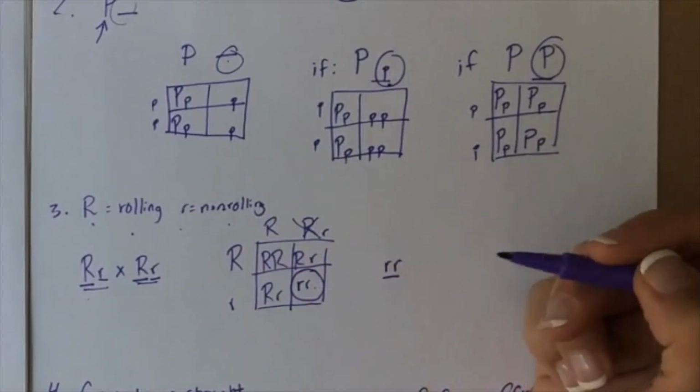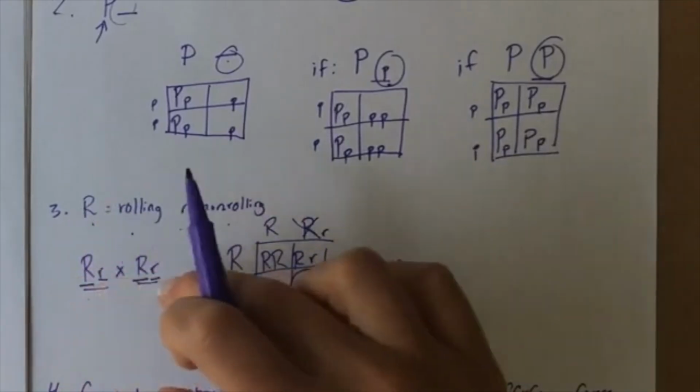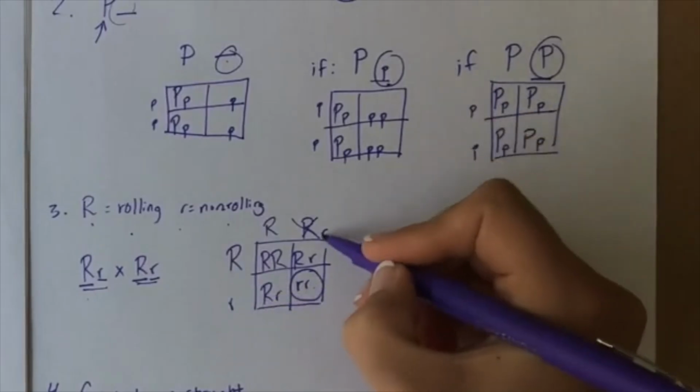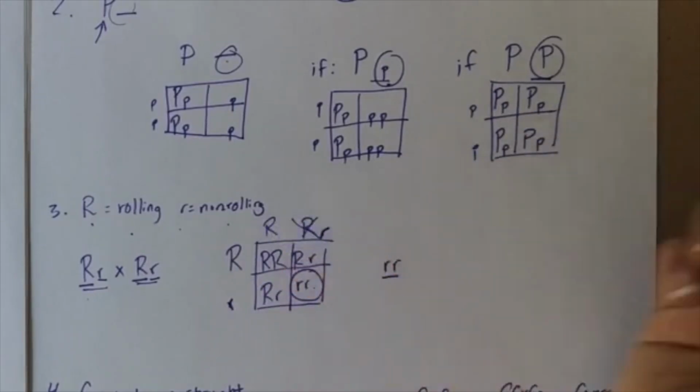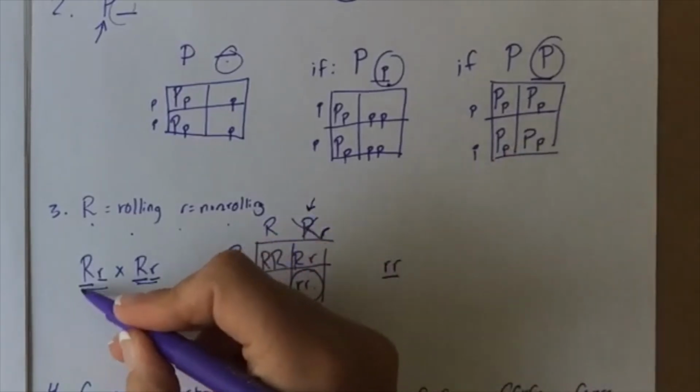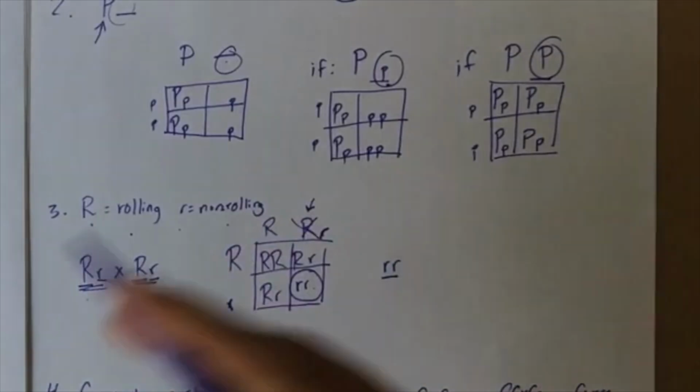So in order for the parents to both be able to roll their tongue but also pass this recessive allele onto their offspring, we know they have to have at least one little r each. One of them couldn't be homozygous, for example, so that's why I crossed this out. So we know the parents must each be heterozygous. Okay.